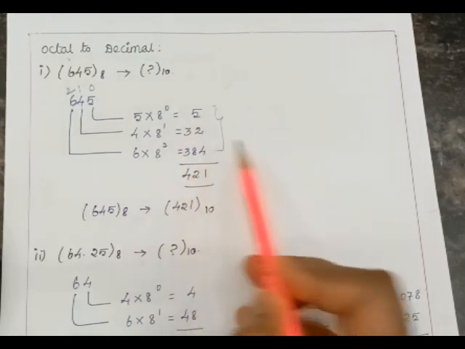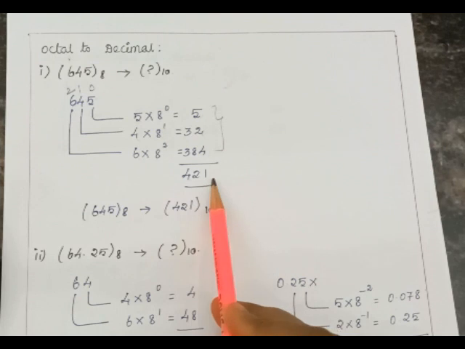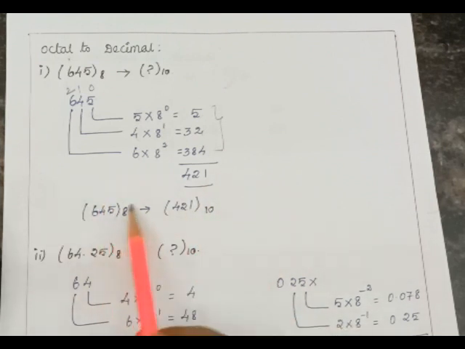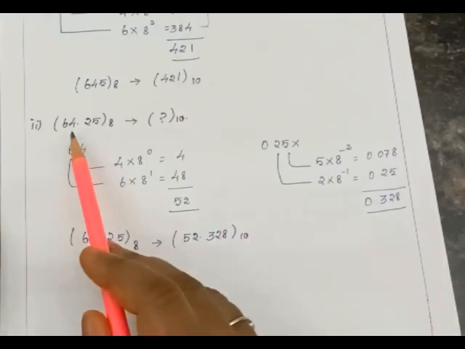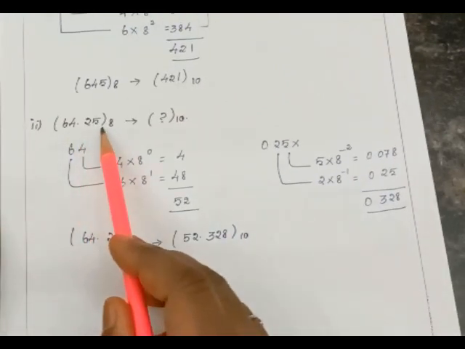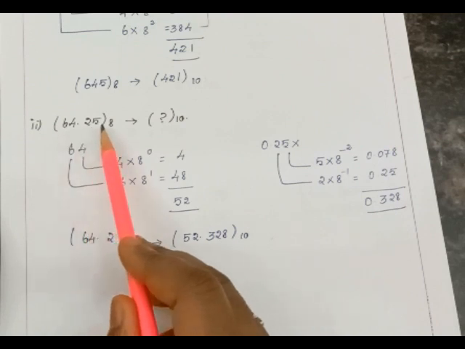Adding all those values we are getting 421. So 421 is the equivalent decimal number for this octal number. So the next problem is given in terms of floating point, that is 64.25.